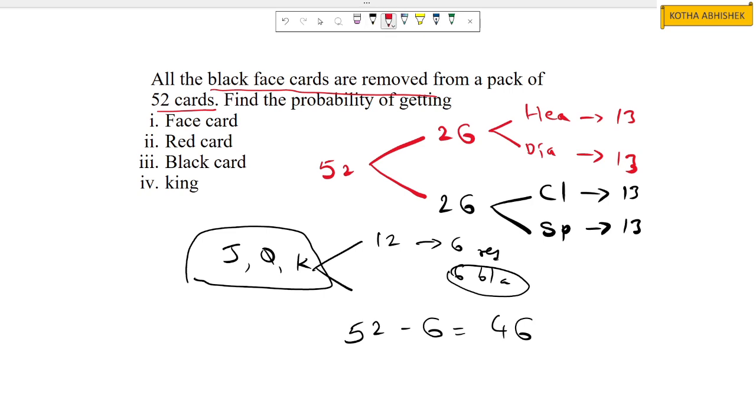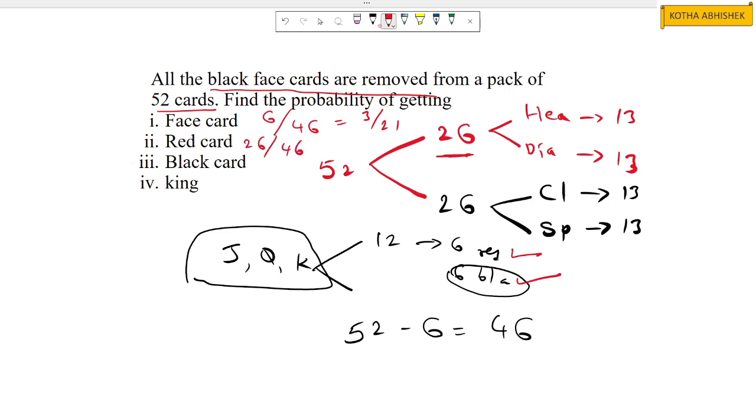First we have 12 face cards, but from that 6 red face cards are there and 6 black cards we removed, so only 6 are available. 6 divided by total, sorry, 6 were already removed so 46. So it is 6 by 46. Cancellation: 2 threes are 6, so 3 by 23. Next, red card. How many red cards will be there? In total 26 red cards are there and we did not remove anything from red. So 26 divided by total 46.